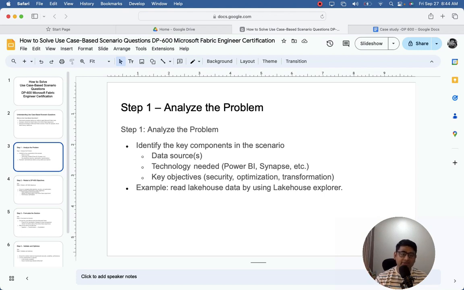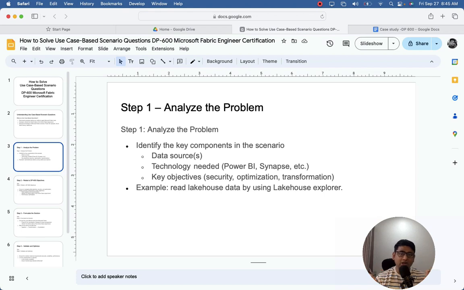It could be a CSV, it could be an API, it could be something else, right? So identify the data source. Then what are the technologies you will be needing for that? For example, you may need Power BI, you may need Synapse, you may need Lakehouse, you may need to provide the role based on workspaces. So what are the technologies you are going to need for that solution?